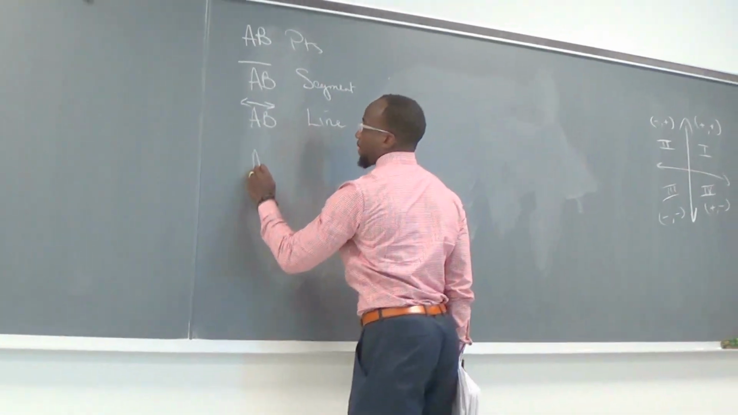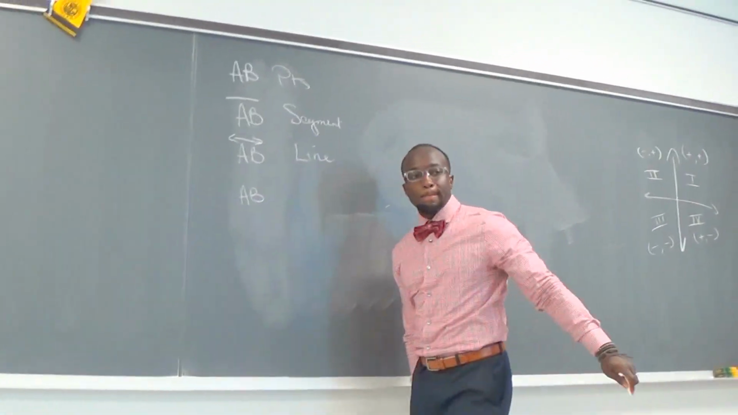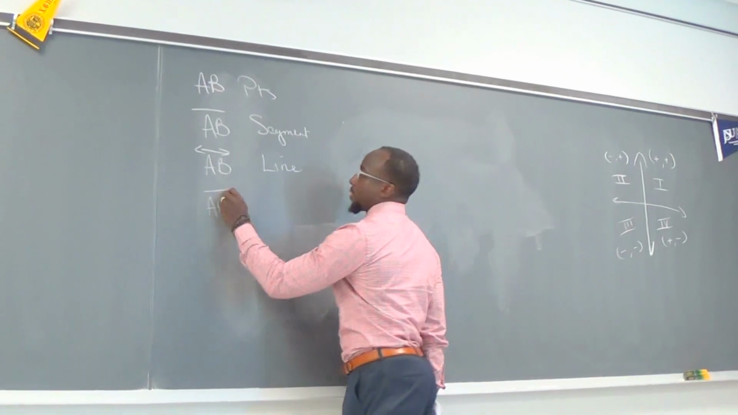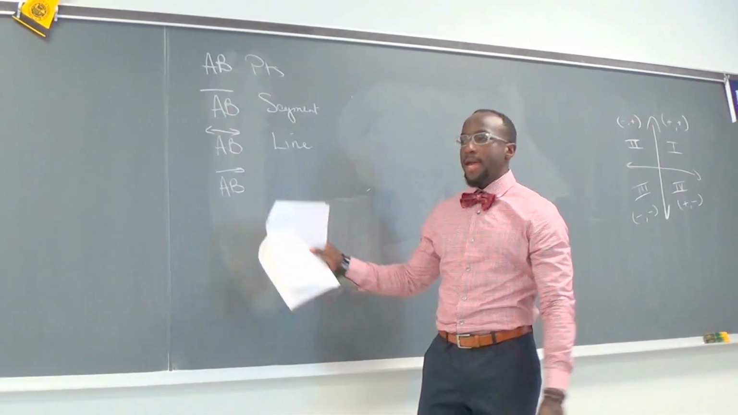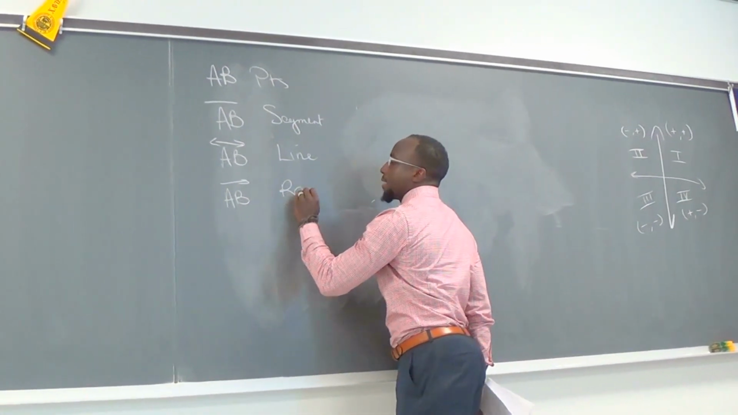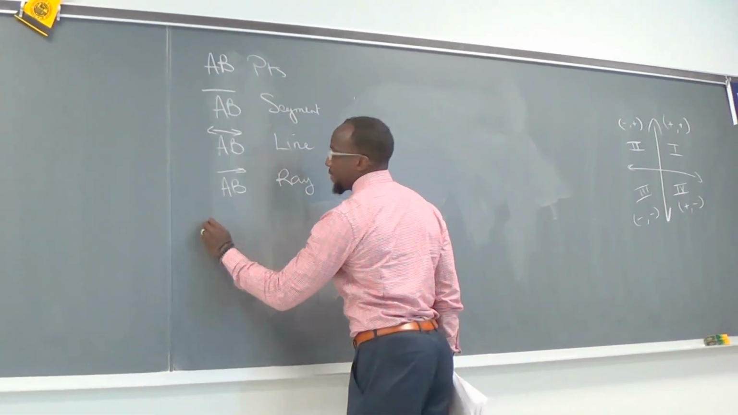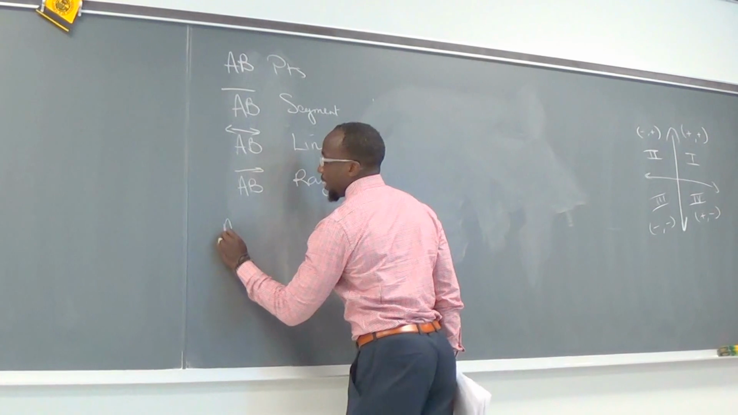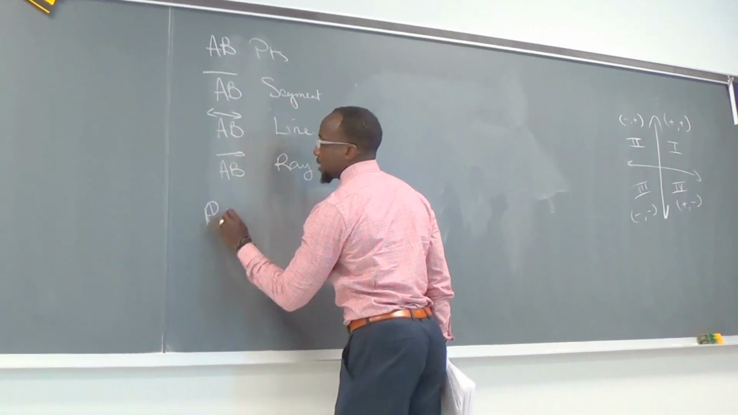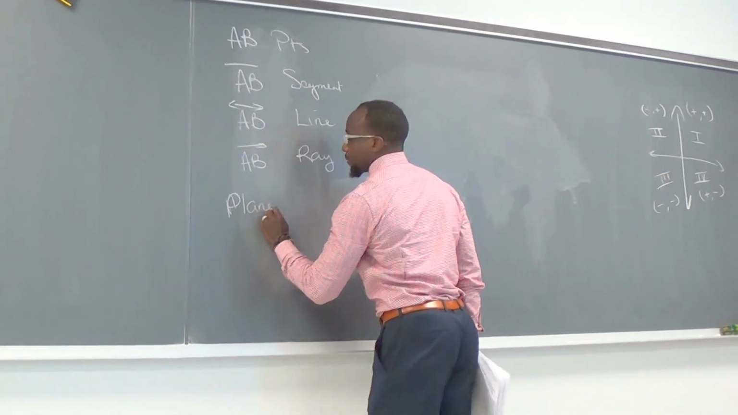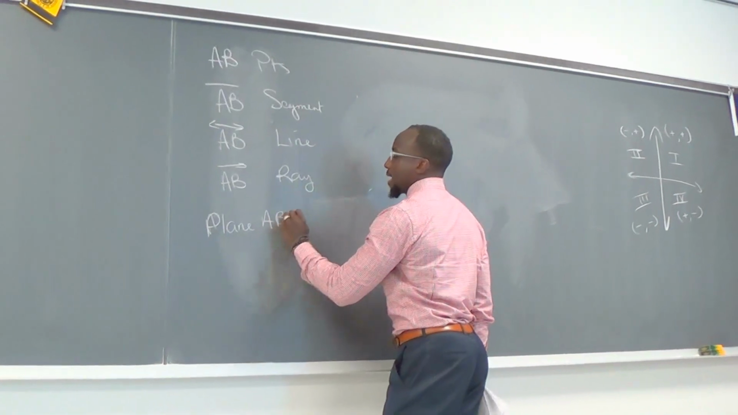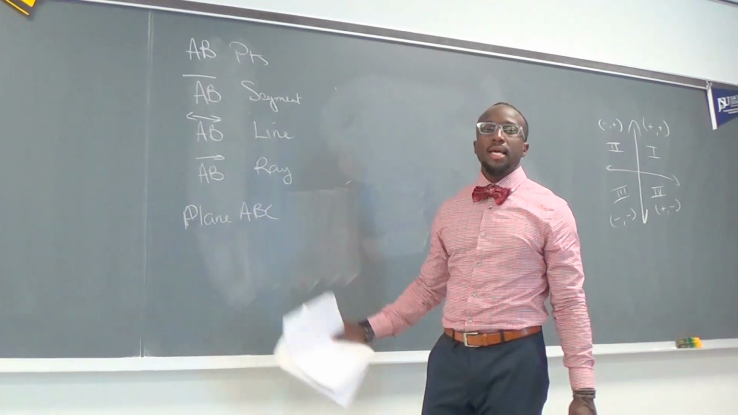The ray is the other one. What's the ray? I have one arrow. One arrow, right. This is a ray with endpoint A. And how many non-collinear points help us to make a plane? Three. So for instance, if these were non-collinear points, then we would have plane ABC.